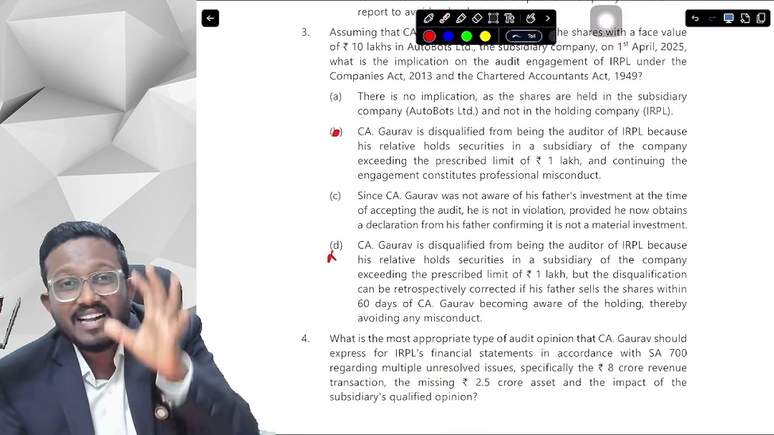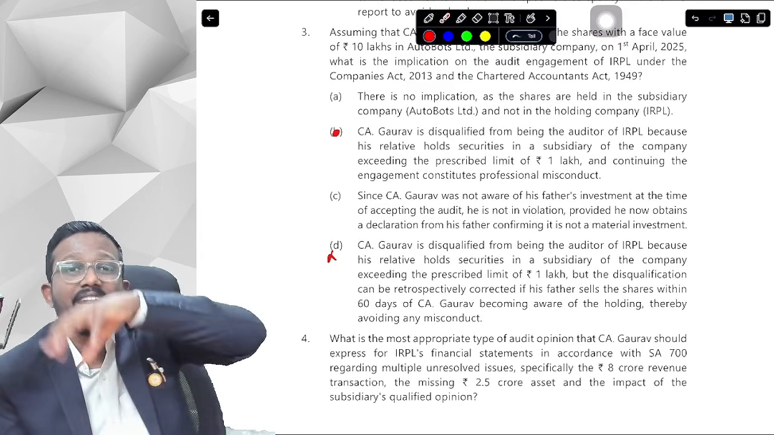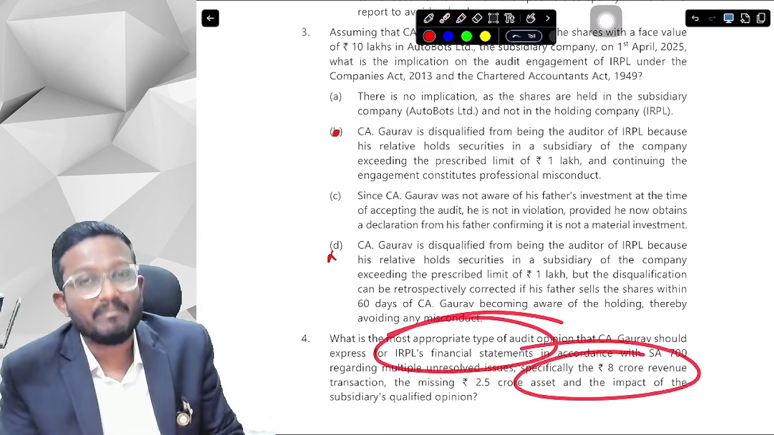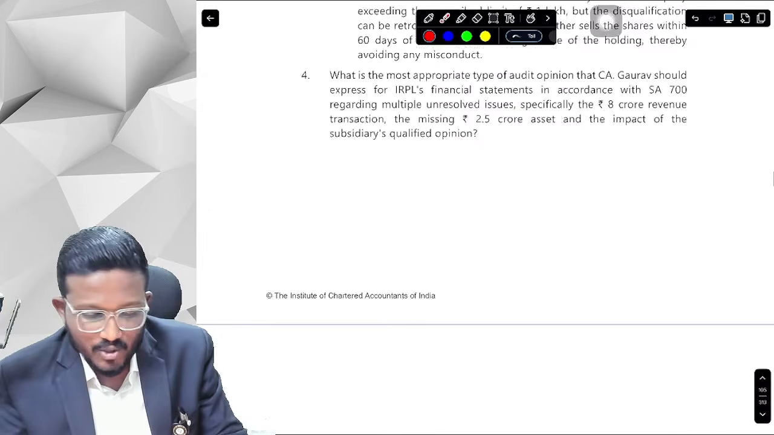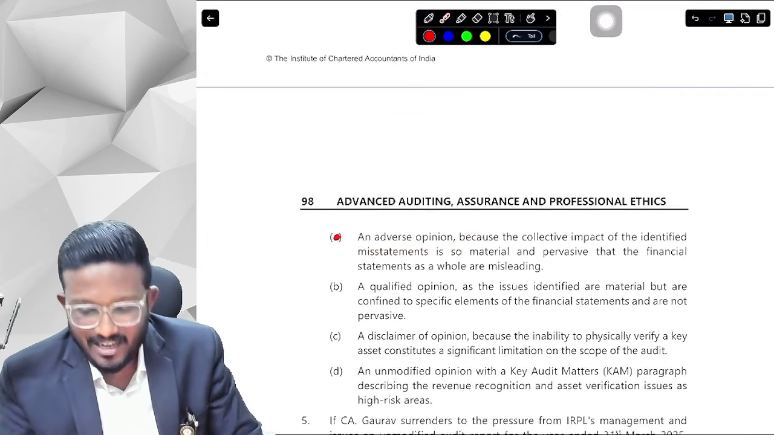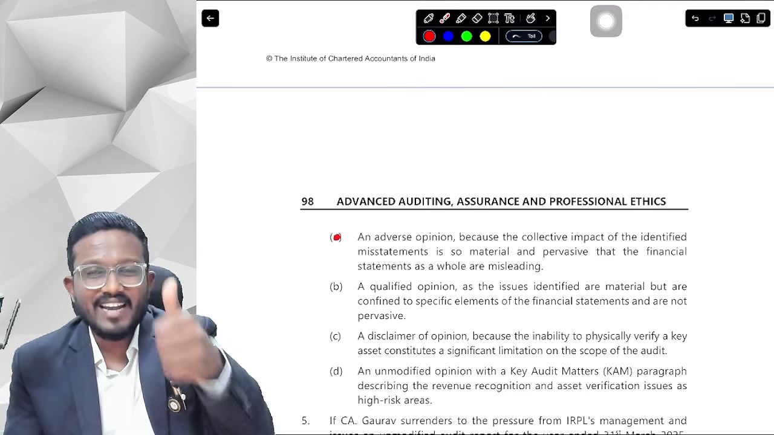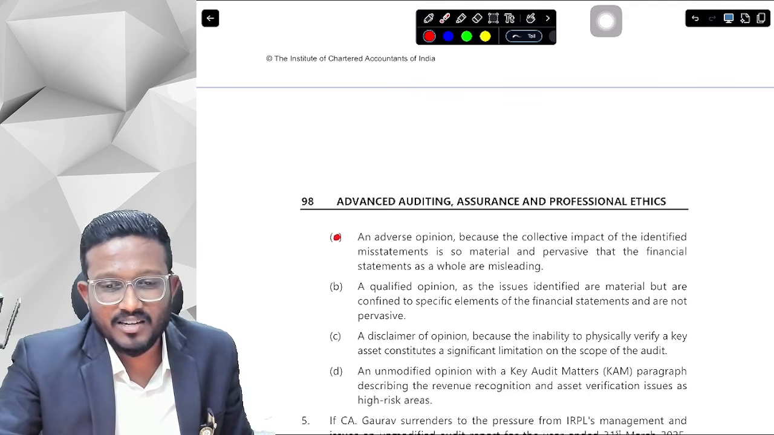Here you can see that the misstatement is not specific to a particular account. The misstatement is spread across the financial statements and it is in multiple accounts. So which type of opinion should we issue, sir? Obviously we need to issue an adverse opinion, because the misstatement has a material and pervasive effect, and the financial statements as a whole are misleading. Yes sir, therefore we need to issue an adverse opinion.